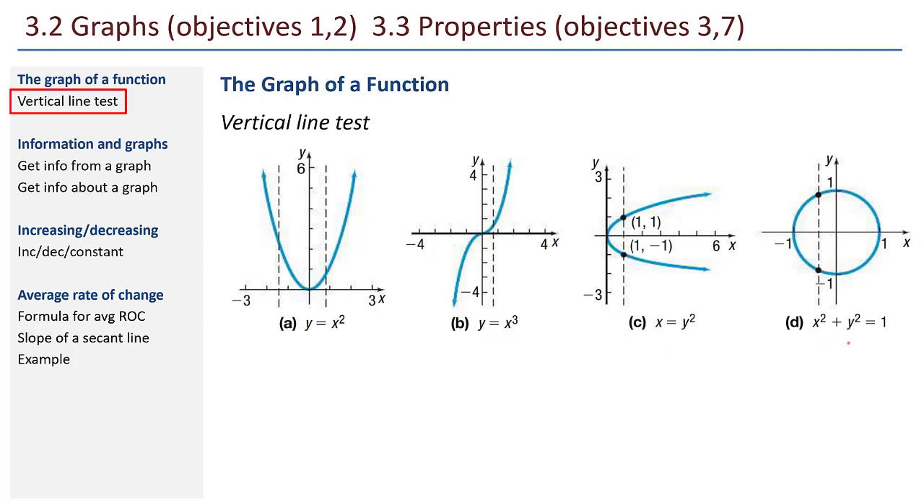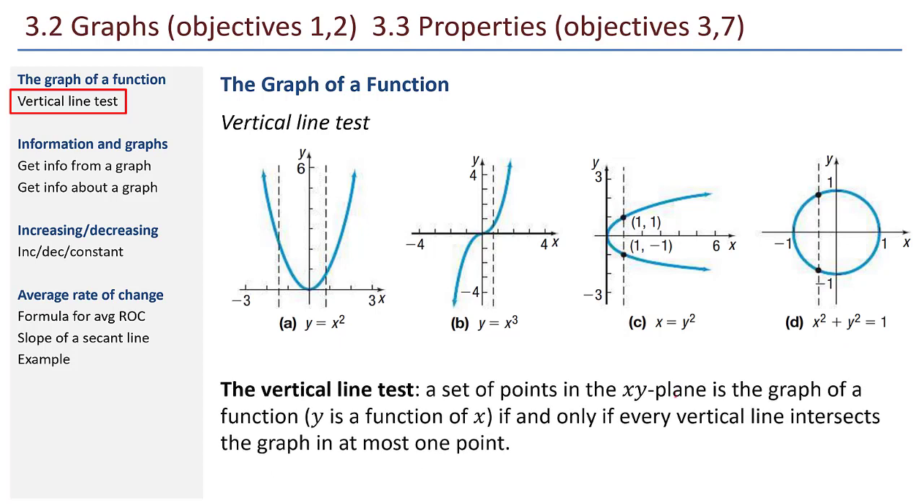Some of these are functions and some of these aren't. I mean, where y is a function of x. So in which of these pictures is y a function of x? And we can tell by using the vertical line test. The vertical line test: a set of points in the xy plane is the graph of a function, that is, y is a function of x, if and only if every vertical line intersects the graph in at most one point. So the graph on the left, yes, that looks good.